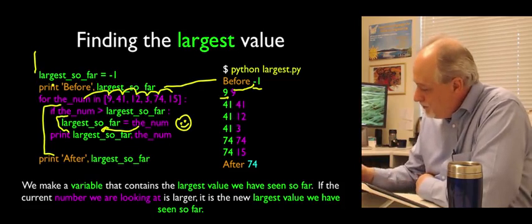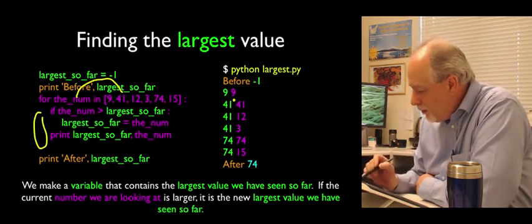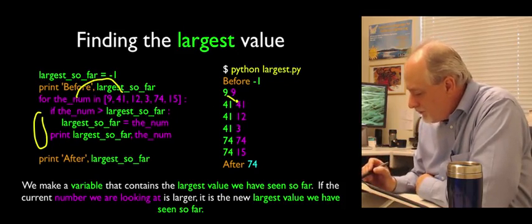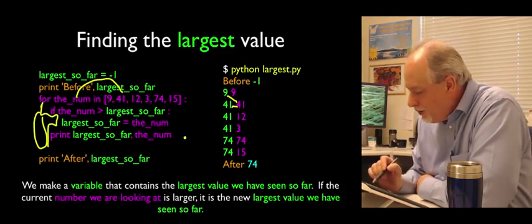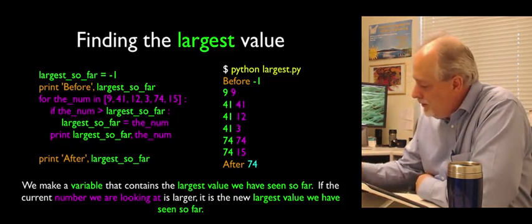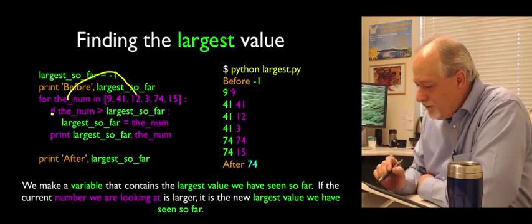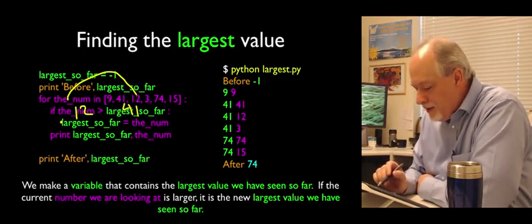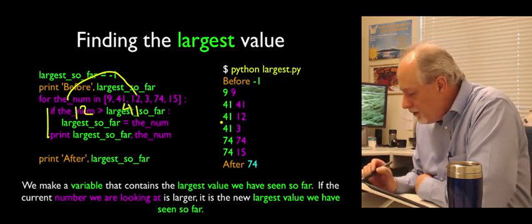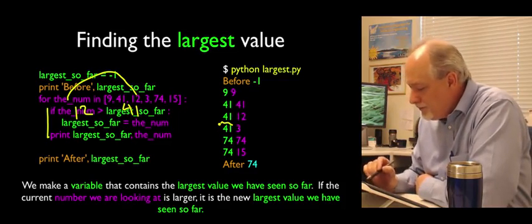Next time through the loop, the_num is 41. So we compare largest so far with 41, and we like it, so we store it. We run it, and we print out 41 is the largest we've seen so far. Then we run again. We come in. The_num now points to 12. The_num, 12, is not greater than 41, and so we skip. So the largest so far stays 41, and we see 12.